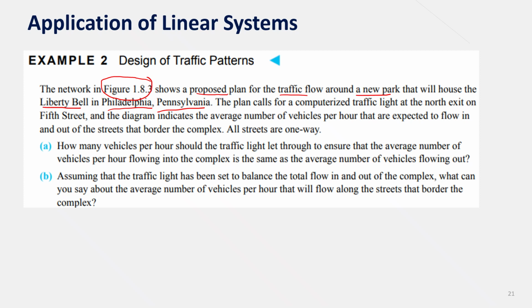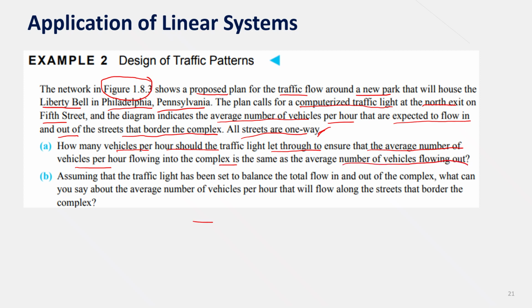The plan called for a computerized traffic light at the north exit on 5th Street. Later we will see which one that is. The diagram indicates the average number of vehicles per hour expected to flow in and out of the streets that border the complex. All the streets are one way, which makes it easier. Now the question is, how many vehicles per hour should the traffic light let through to ensure that the average number of vehicles per hour flowing into the complex is the same as the number flowing out?